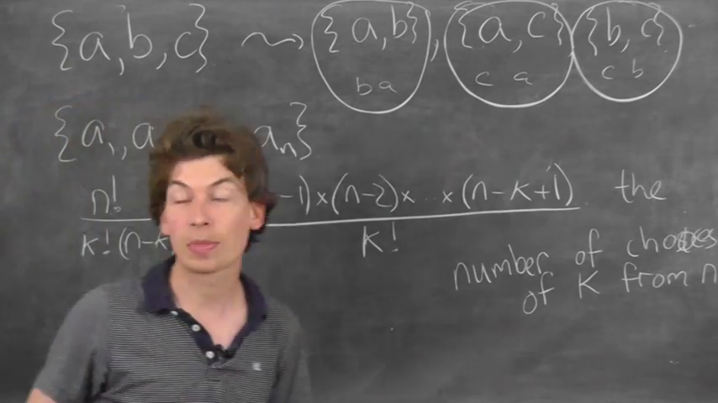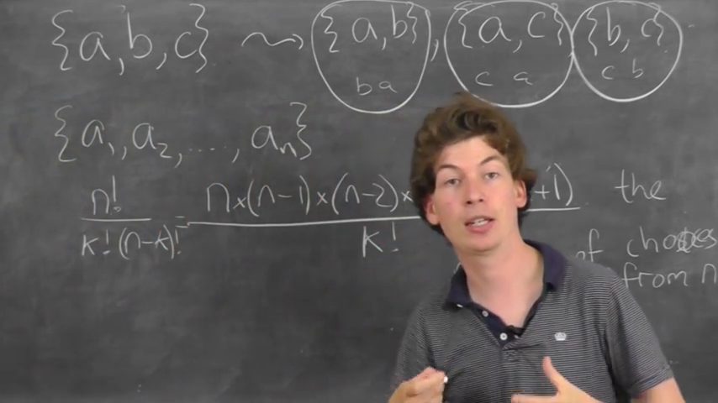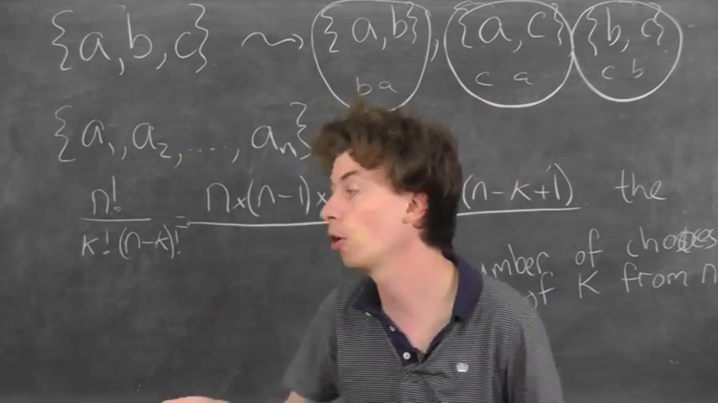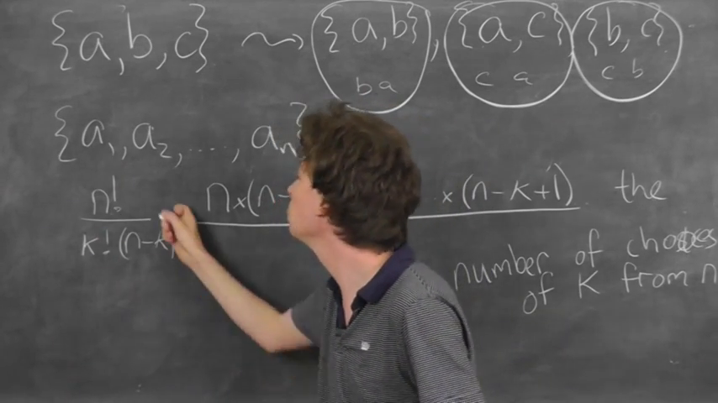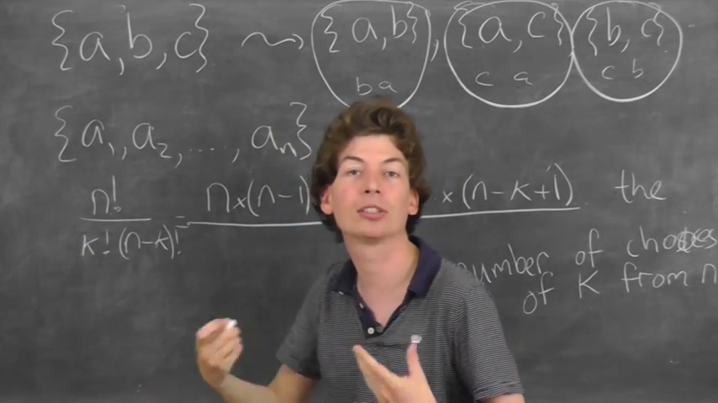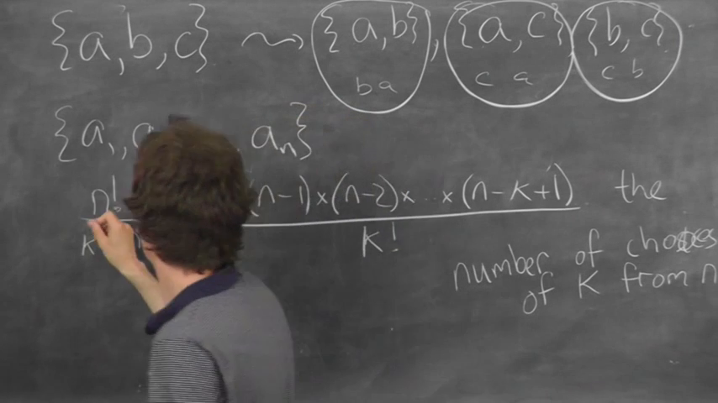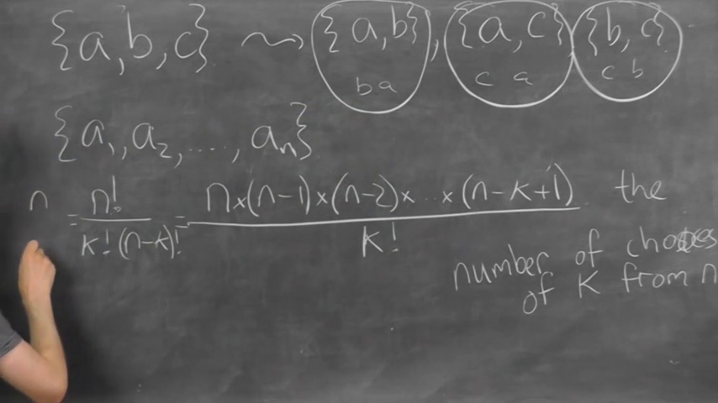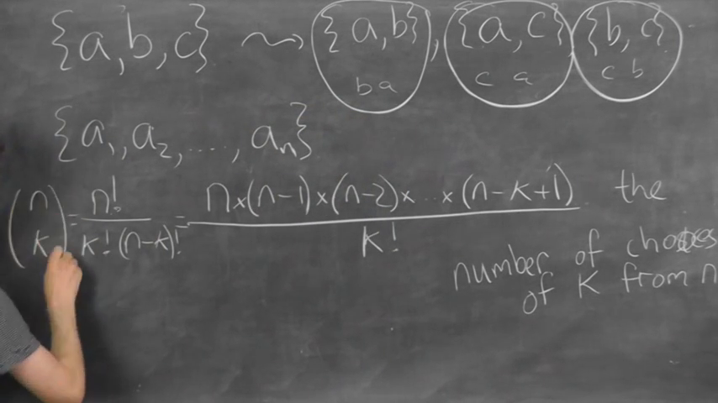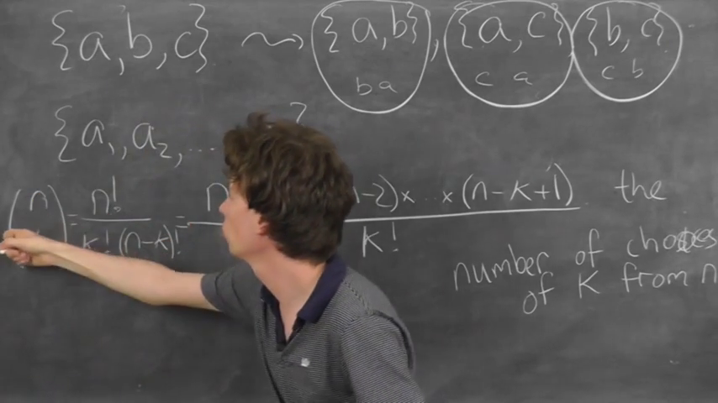And so this is absolutely going to be the guts of the binomial theorem, and so we should introduce some nice notation, a slight shorthand for this guy. So we denote this by n choose k.